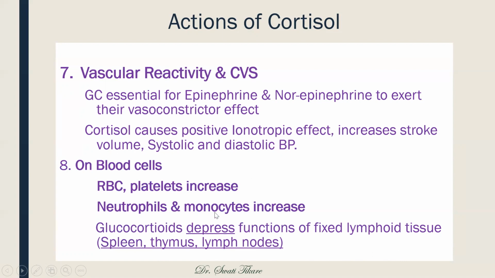Okay, so on the blood cells, the RBC and platelets are increased, neutrophils and monocytes are increased, whereas the lymphocytes are decreased. This is the function of the cortisol.